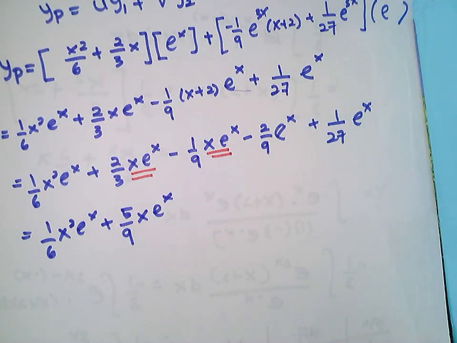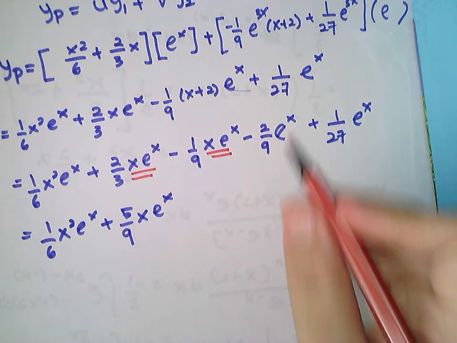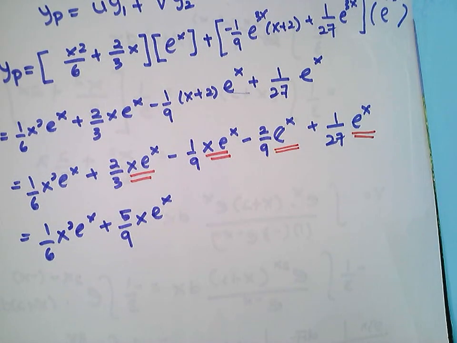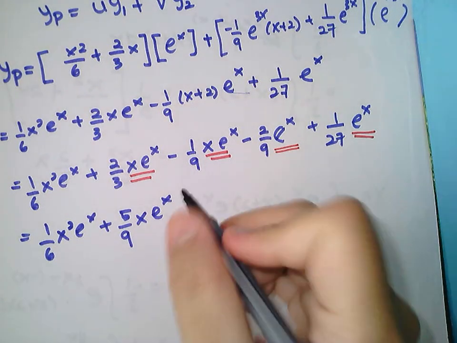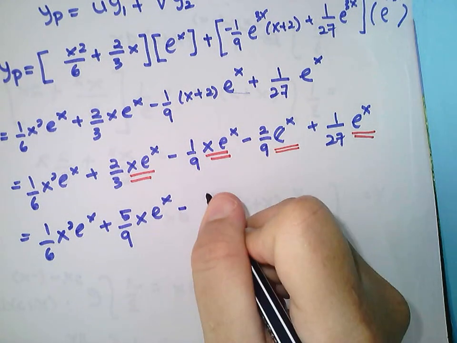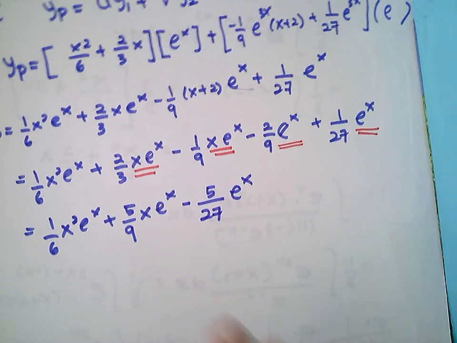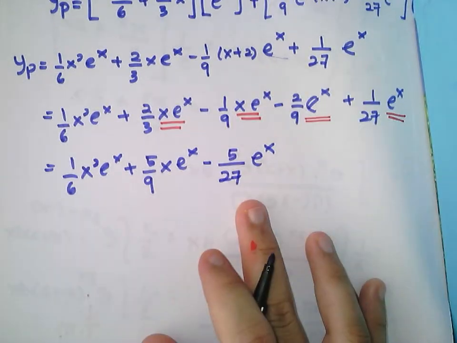Another term that you can simplify is where you have ex and ex here. Negative 2 over 9 plus 1 over 27 will give you negative 5 over 27. So you will have minus 5 over 27 ex. Therefore, this is your yp.